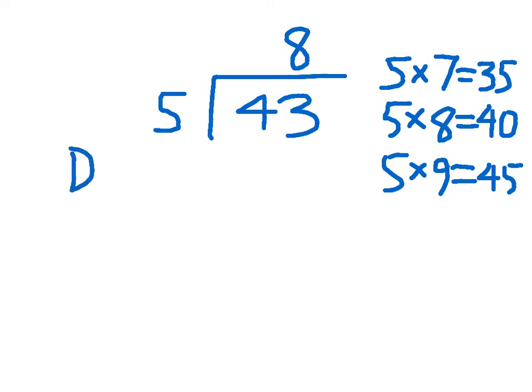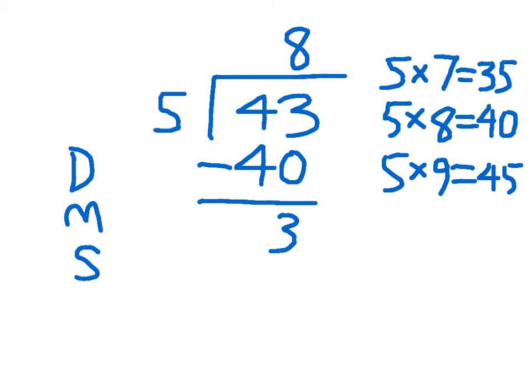So we just divided. 5 can't go into 4. 5 can go into 43. 5 goes into 43 8 times. 8 times 5 is 40. We had that math fact right over there to our right. 43 minus 40 is 3. 3 is our remainder.